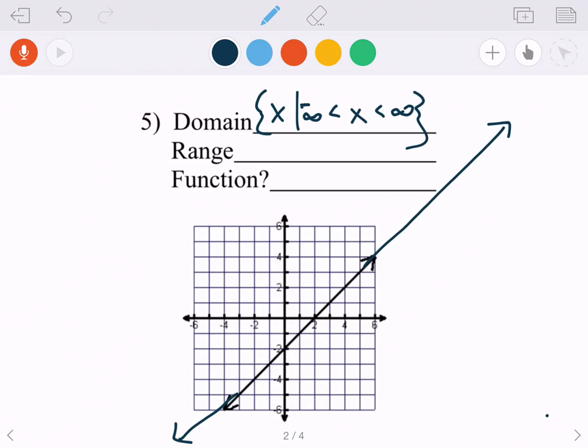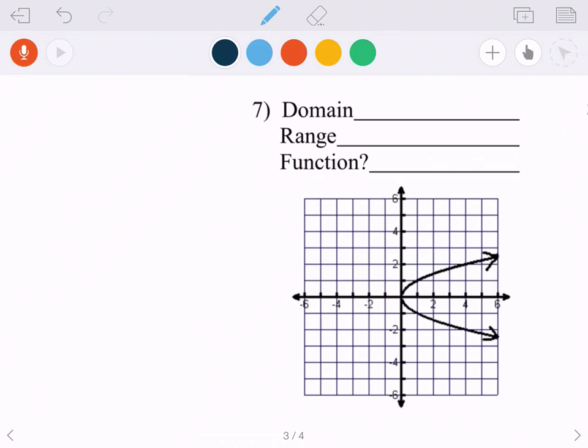My range, so we're looking at the y-axis now. Again, this graph spreads out and up and out and down forever and ever. So we're going to have all real numbers also for my range. So we're going to represent it using our negative infinity and our positive infinity. So y is greater than negative infinity, but y is less than positive infinity. And according to the vertical line test, this is a function.